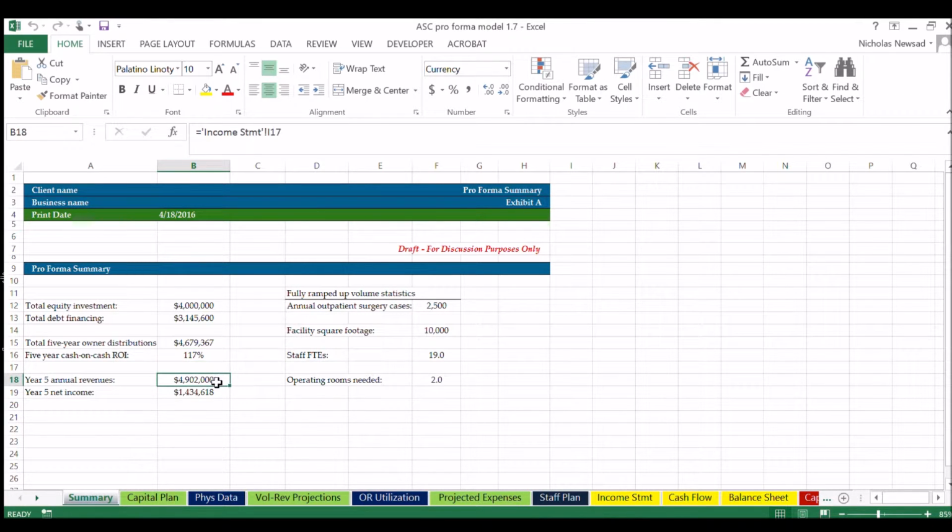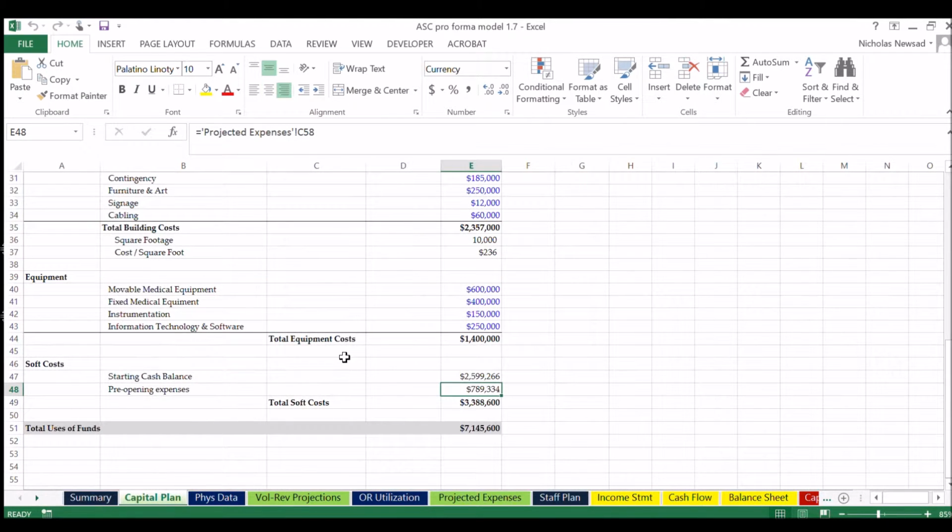You could see what the fully ramped up revenues and net income are, as well as case volumes. You can see what your total facility square footage is, as well as your total full-time equivalent staff members and your operating room needs. This next tab is our capital plan tab.